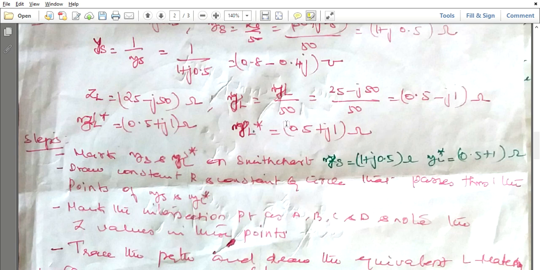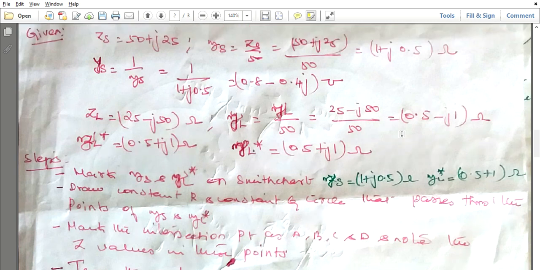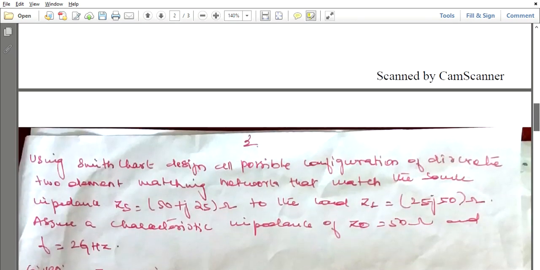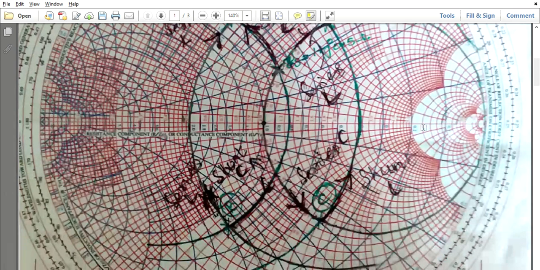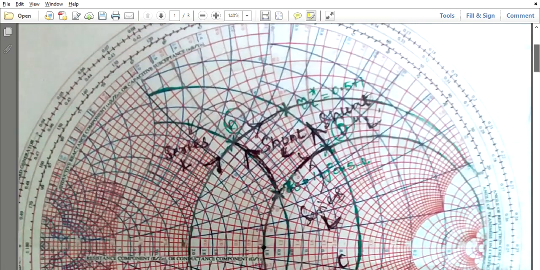And the second step, after the calculation, you have to mark the ZS value and the ZL star value on the Smith chart. So how to mark it on the Smith chart? Here this is the resistance scale, the resistive part scale, and the reactance part scale is given here. This is the reactance value, right?